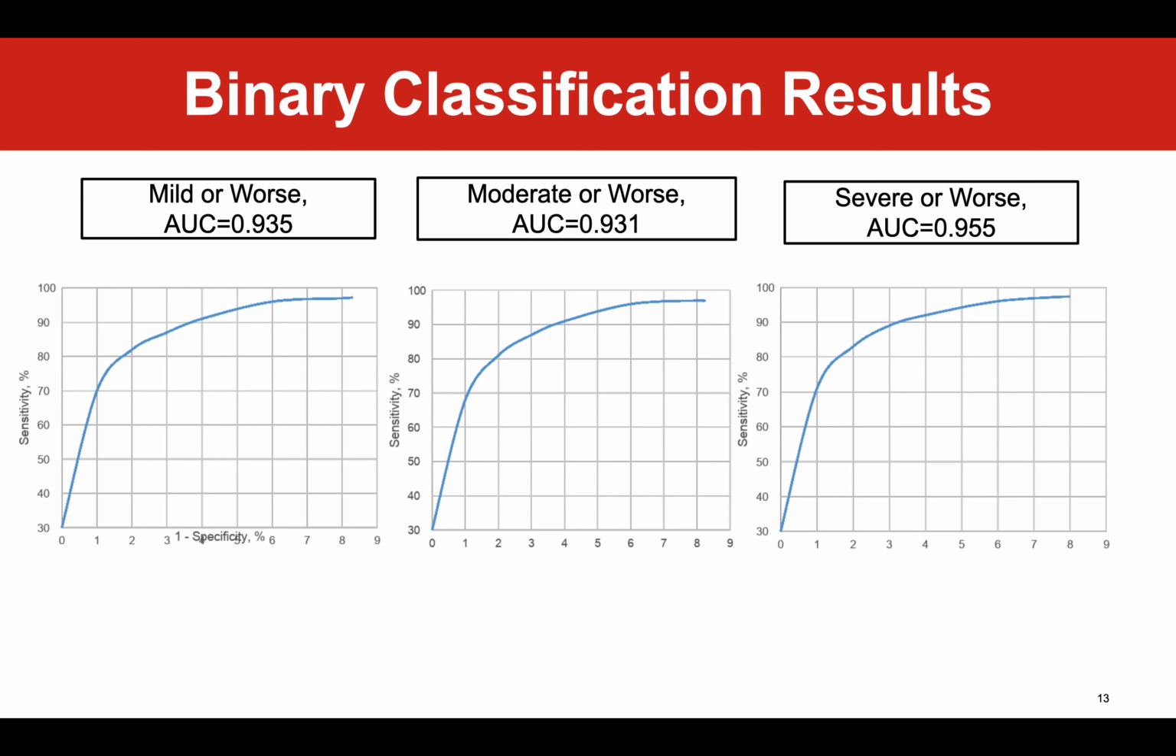Now moving on to the binary classification results. As you can see, the 3 cuts: mild or worse, moderate or worse, and severe or worse. For mild or worse, the area under curve value was 0.935, moderate or worse was 0.931, and the area under curve for severe or worse was 0.955, all above the clinical standard of 0.90, really showing the effectiveness and accuracy of our model, supplementing the 5-class classification results in these binary settings.